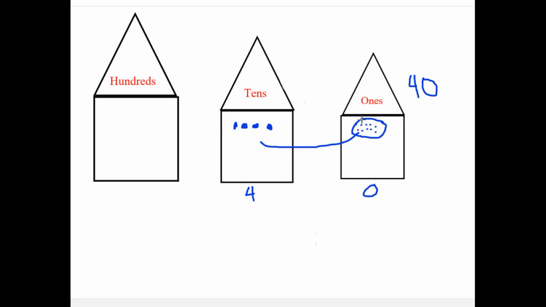Every time you get more than 9, you have to take them, bundle them up, and rename them in the next one. Okay? All right, I hope that makes sense.